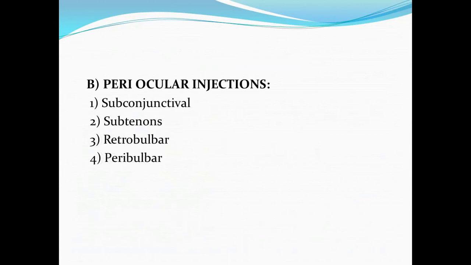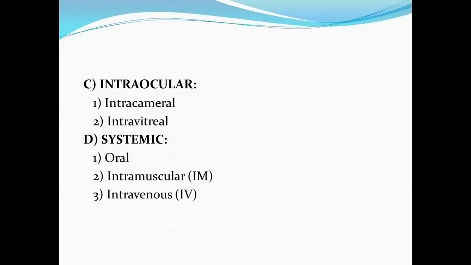Periocular injections can be subconjunctival, into the subconjunctival space. Subtenons can be retrobulbar or peribulbar. These are all different spaces where the periocular injections can be given. Intraocular can be either intracameral, which means injecting a drug into the anterior chamber, or intravitreal, which is injecting a drug into the vitreous cavity. Lastly, we have systemic. It can be either oral, intramuscular, or intravenous. So these are different routes of drug administration.